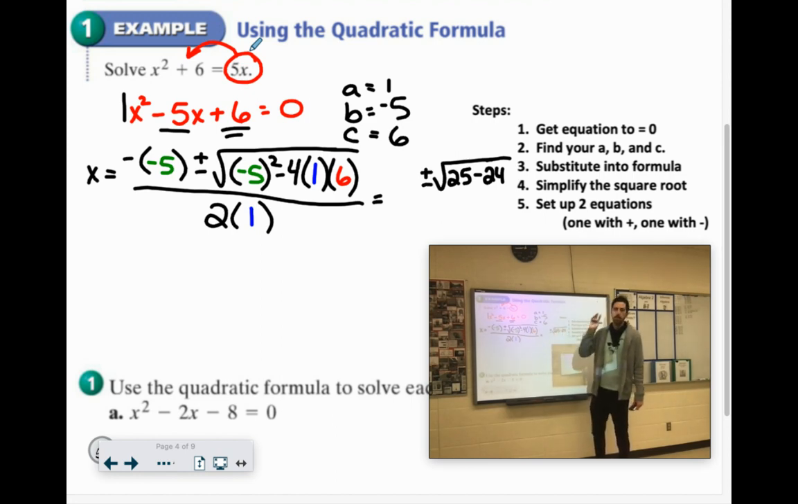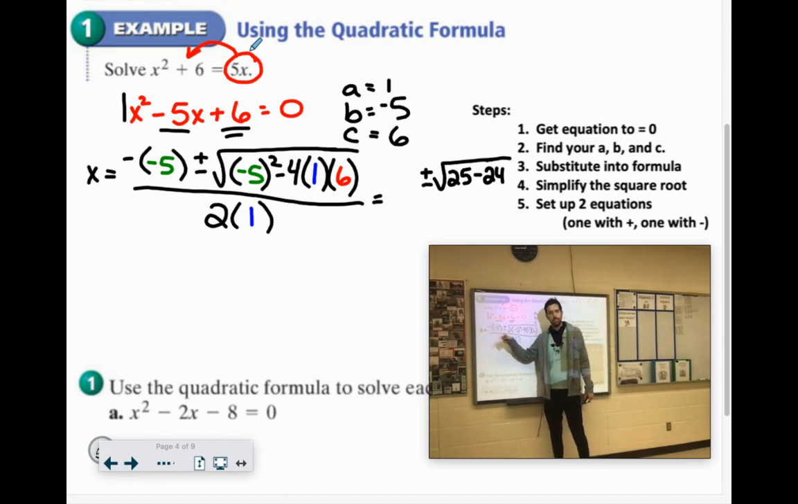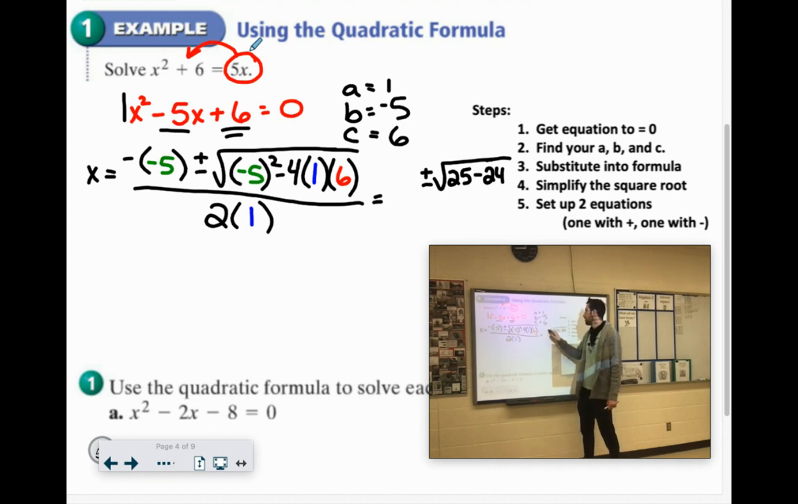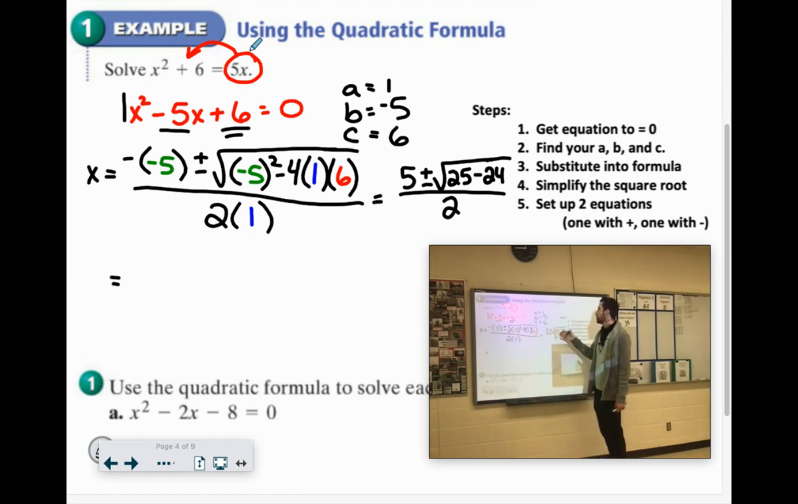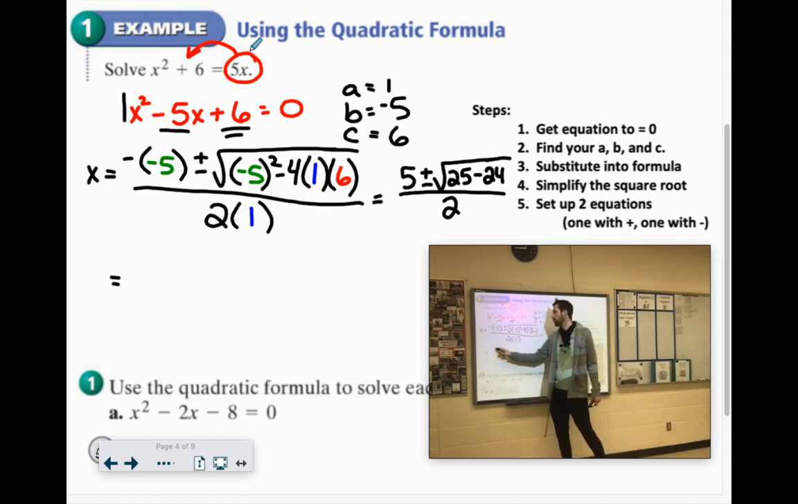We've got the plus or minus. We'll talk about that. In the front, it says the opposite of negative 5. The opposite of negative 5 is positive 5. So we have 5 plus or minus the square root of 25 minus 24 all over 2a. 2 times 1 is 2. Keep it going. In the square root, we have 25 minus 24, which is 1. So 5 plus or minus the square root of 1 over 2.